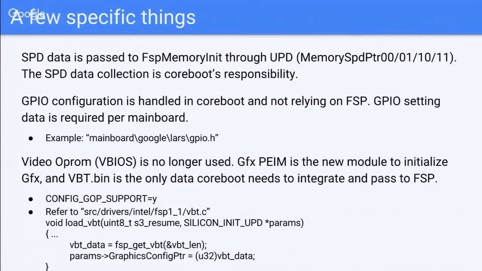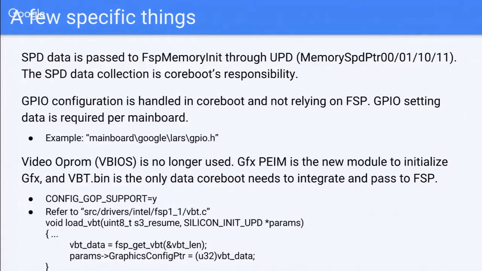Okay. So we've just finished walking through the FSP phases. Now I want to talk about a few specific things that we learned from the project. Some are related to FSP integration, some are not. Okay, so SPD data is passed to FSP memory init also through UPD. The SPD data collection is coreboot's responsibility. Basically, you either provide a fixed SPD data hex file, or you let coreboot go and read SPD data from DIMMs through SMBus protocol. But the data collection is coreboot's responsibility.